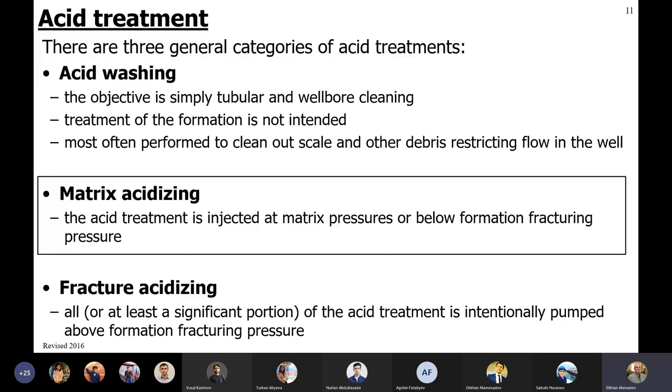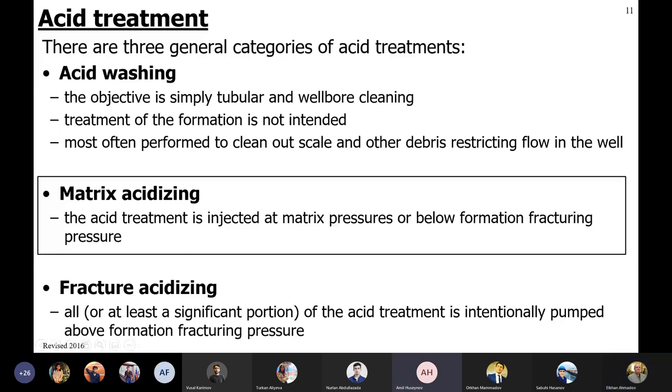Okay, and acid washing, we will mention it, is when we pour some acid into the wellbore below the reservoir pressure, and it is aimed to clean perforations, tubings and other wellbore parts from different damages like wax or scaling or debris. So it is not injection, it's just pouring the acid into the wellbore. Yes, Ahmed.